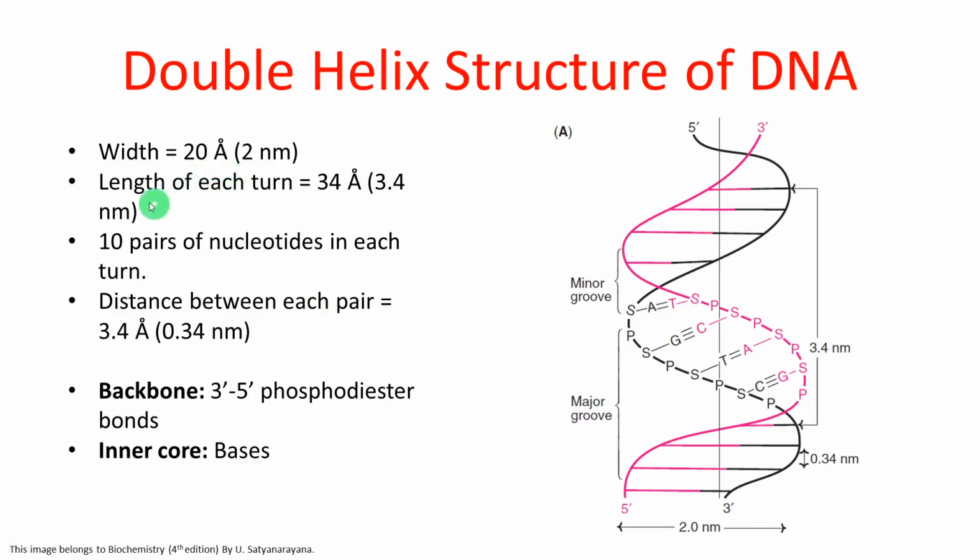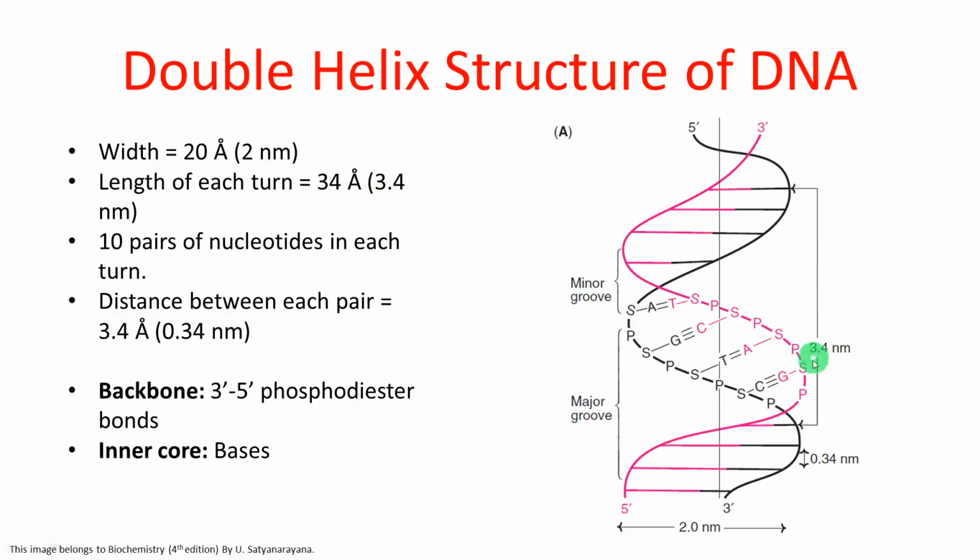Secondly, if you consider the length of each turn over here, it begins from this point over here and it ends at this point. So this is one complete turn. It begins from here and ends over here. And if you consider this one complete turn of this double helical structure of DNA, the length of this one single turn will be 3.4 nanometer, or simply it will be 34 Angstrom.